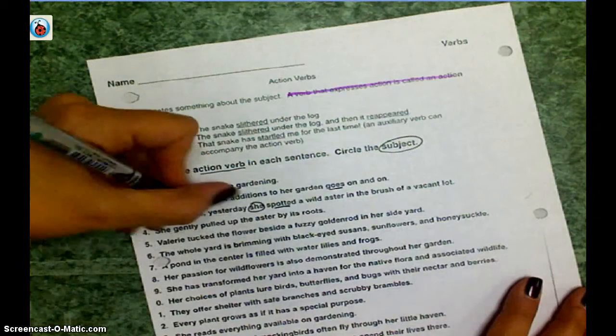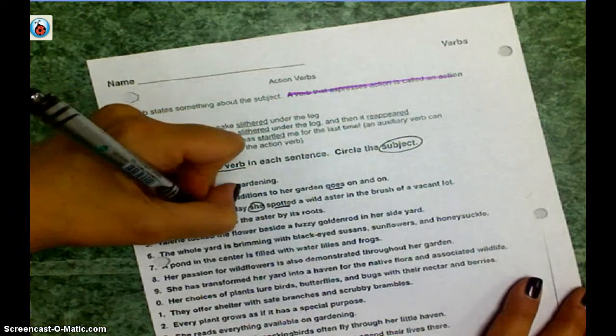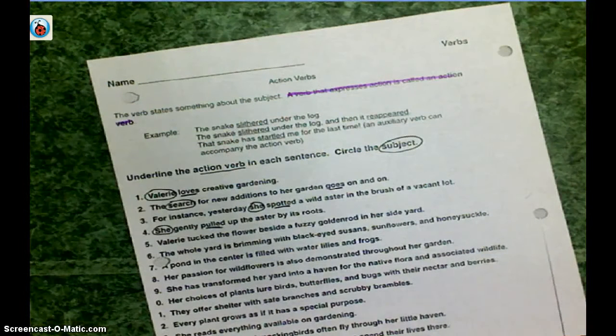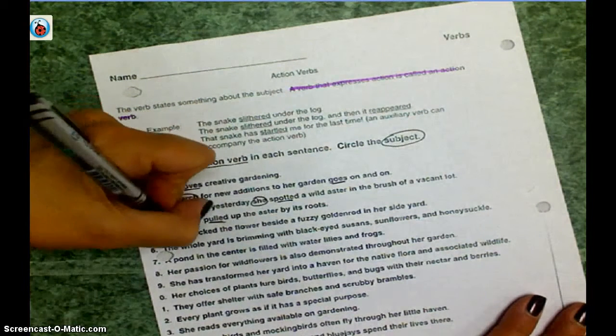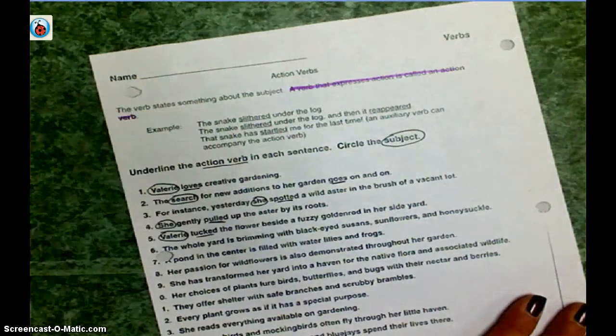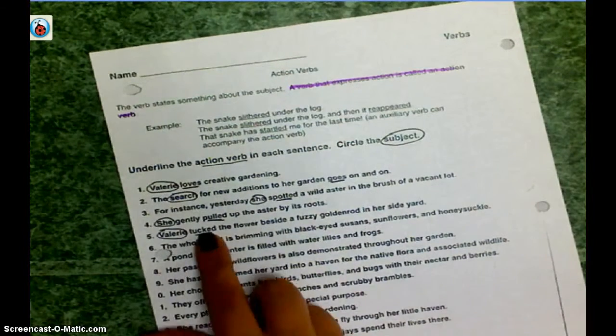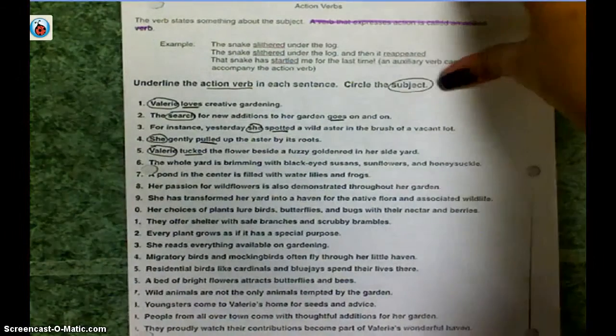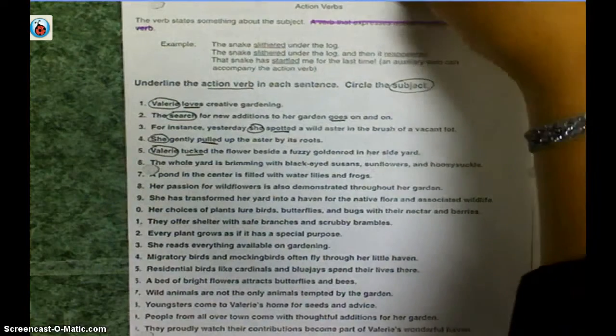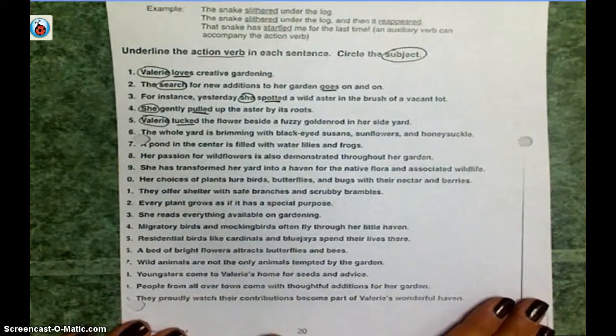Number 4, she gently pulled up the aster by its roots. Who or what did it? She. What did she do? She pulled. Number 5, Valerie tucked the flower beside a fuzzy goldenrod in her side yard. Who or what did it? Valerie. What did she do? She tucked. Okay? We circle the subject, underline the action verb. Yeah? You with me? Let's try, well, you're going to do 6 through 15 on your own.